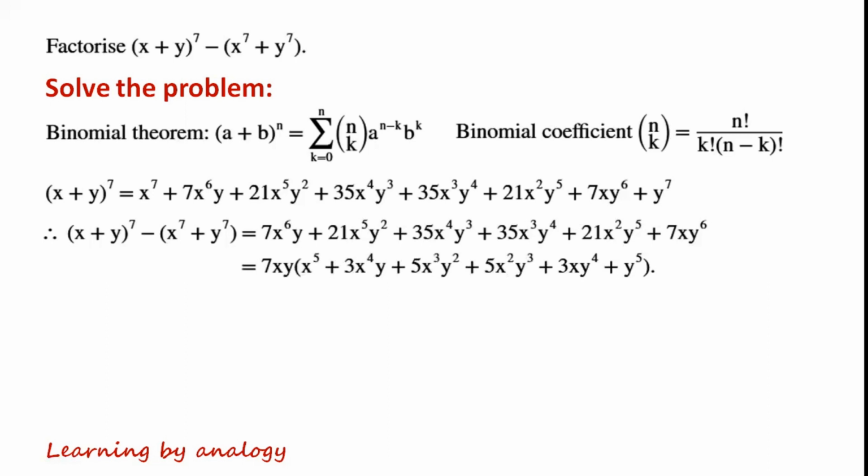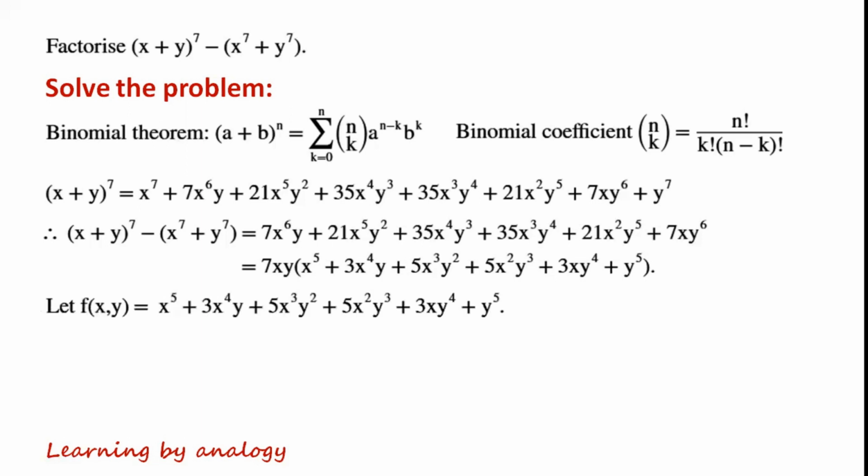which can be written as 7xy times (x^5 + 3x^4y + 5x^3y^2 + 5x^2y^3 + 3xy^4 + y^5).